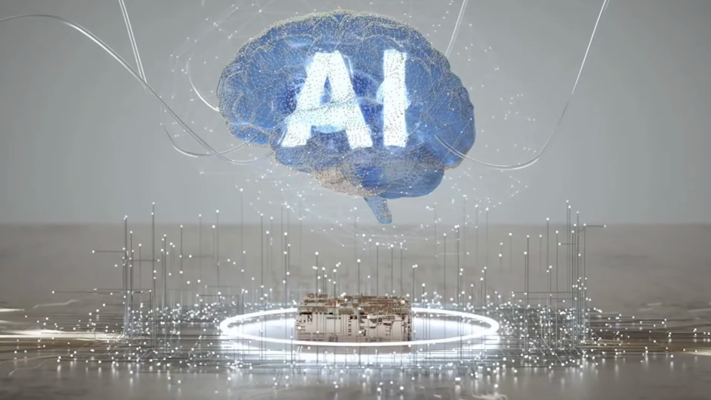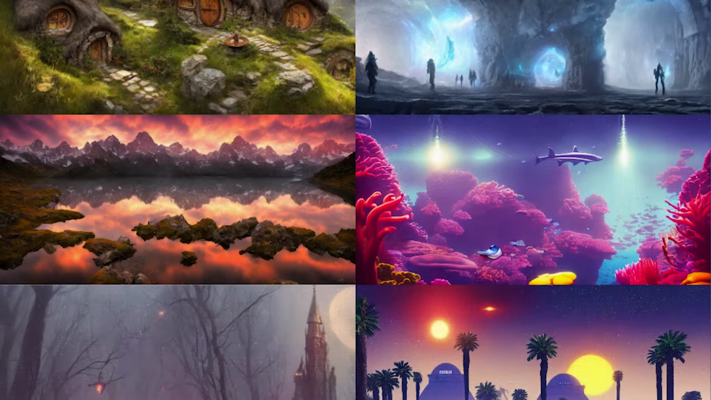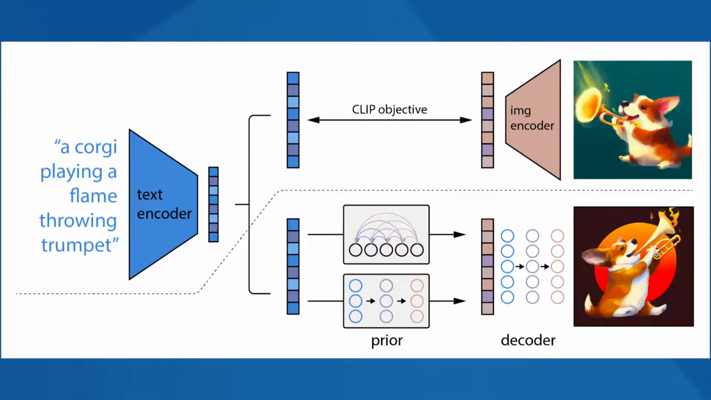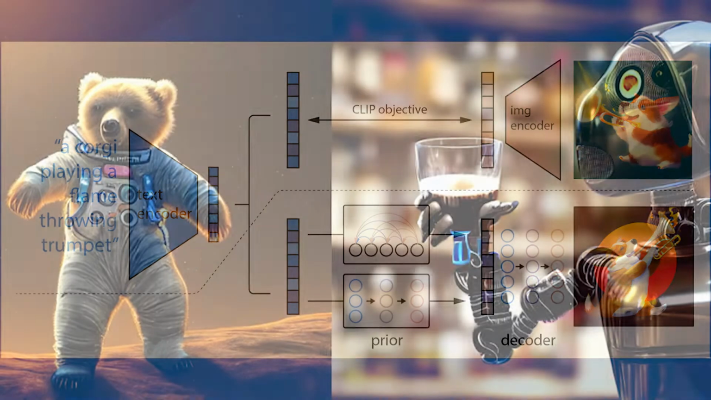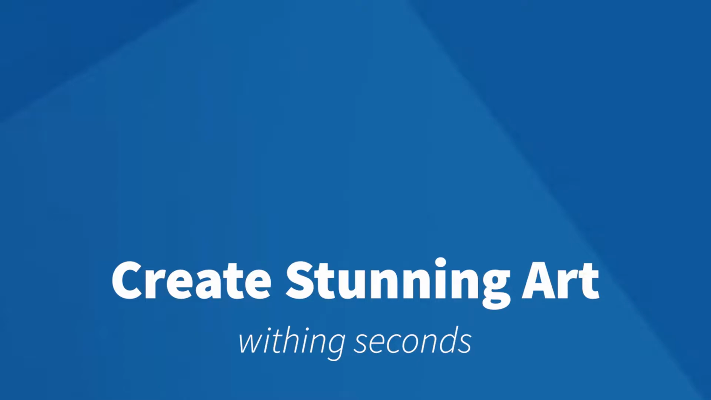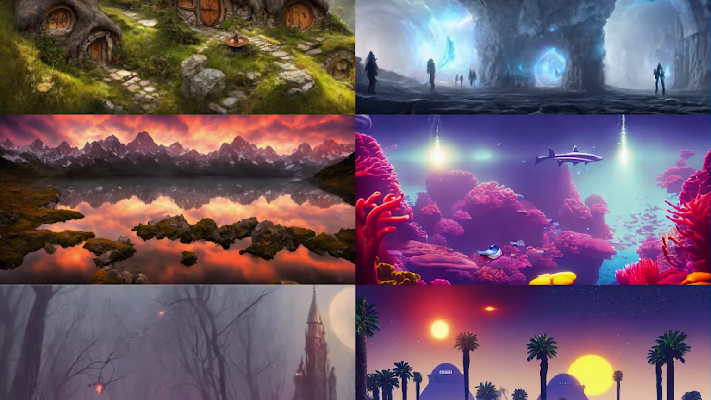It has been trained on billions of images and can produce results that are comparable to real images. It is a text-to-image diffusion model that is capable of generating photorealistic images from any given text. It empowers billions of people to create stunning art within seconds.